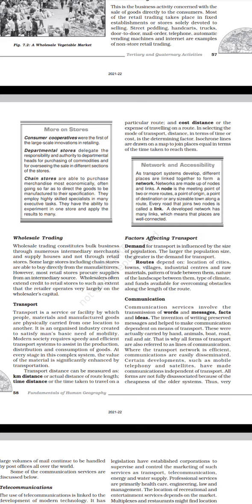Communication. Communication services involve the transmission of words and messages, facts and ideas. The invention of writing preserved messages and helped to make communication dependent on means of transport. These were actually carried by hand, animals, boat, road, rail, and air. That is why all forms of transport are also referred to as lines of communication. Where the transport network is efficient, communications are easily disseminated. Certain developments such as mobile telephony and satellites have made communications independent of transport. All forms are not fully disassociated because of the cheapness of the older systems.